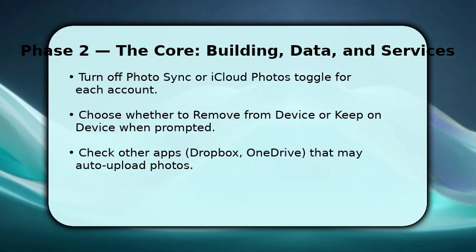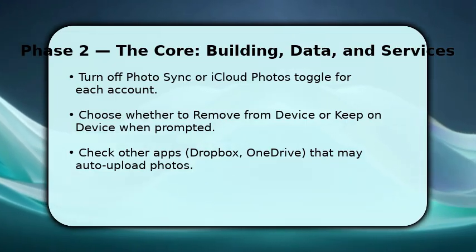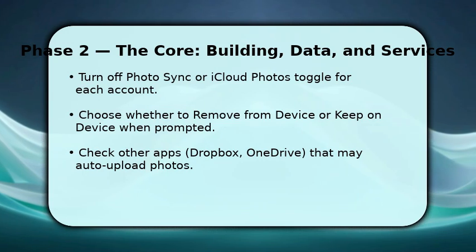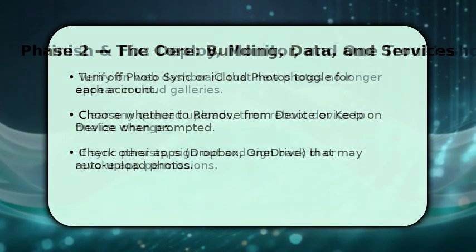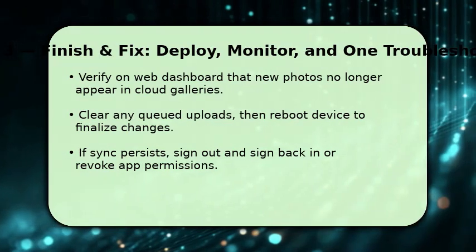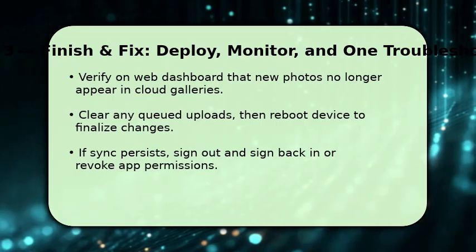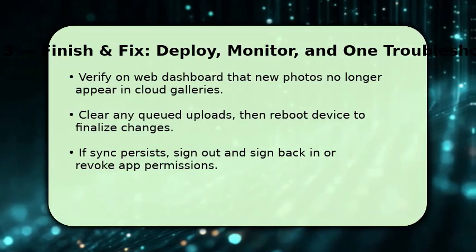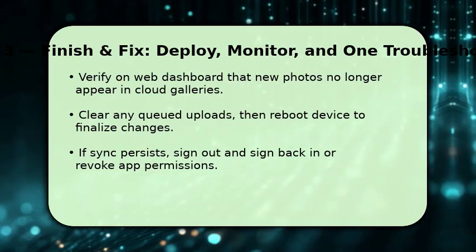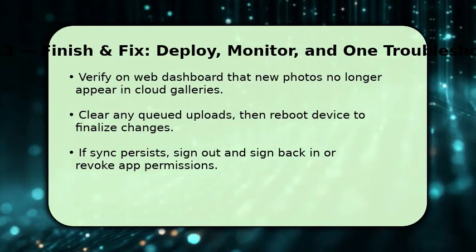Once toggled off, wait a few minutes and then verify storage. Make sure the system shows local copies if you chose to keep them, and confirm Cloud Sync stops updating new shots. Finish by confirming the changes on the Cloud web dashboard. Take a new test photo and ensure it does not appear online. If you see queued uploads, clear them and then reboot your device to force settings to apply.